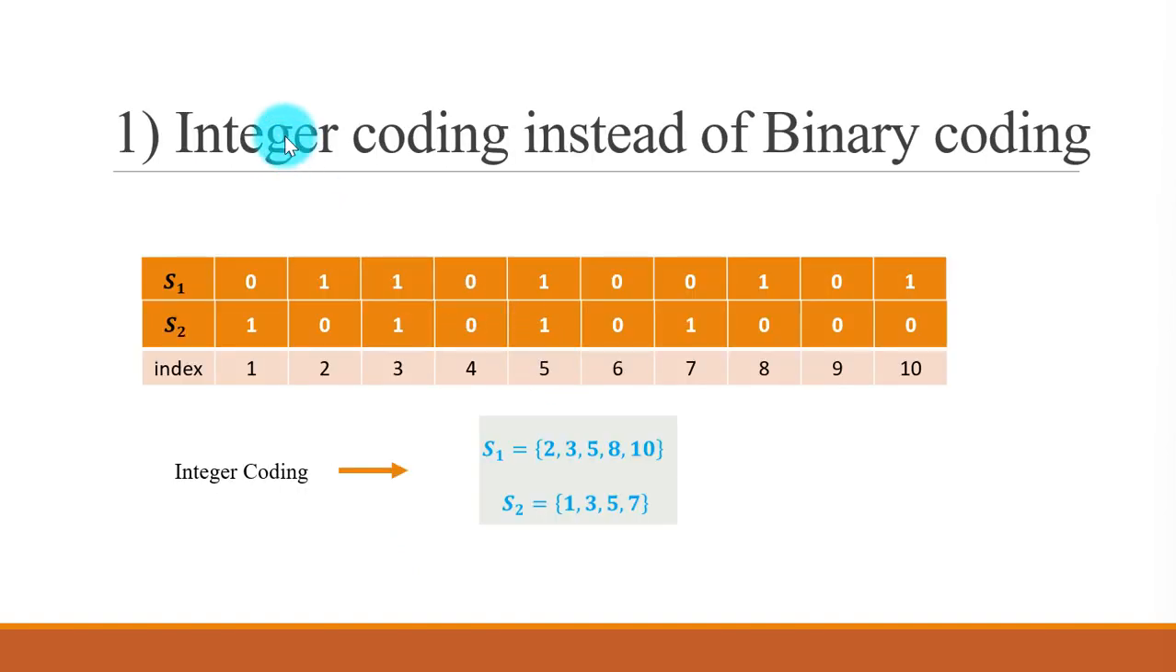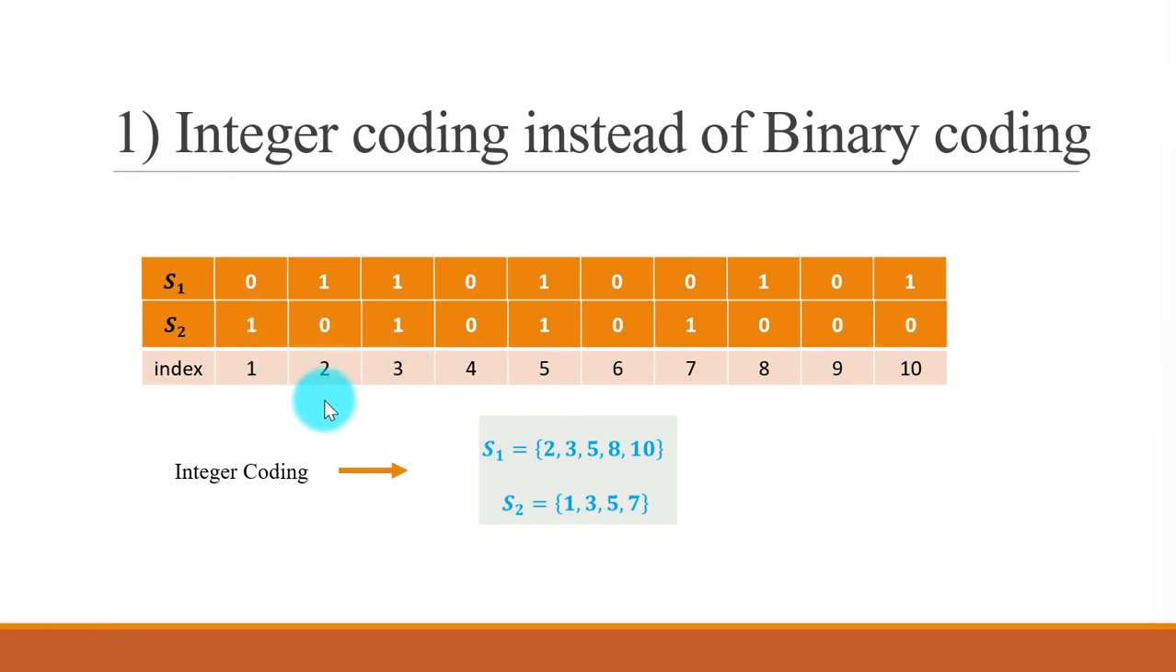What is integer coding and what is the difference between binary and integer coding? Binary coding is the most well-known scheme for feature selection. For example, consider a dataset with 10 features. We have two candidate solutions, S1 and S2, in the form of binary coding feature selection. 0 means the feature is removed and 1 means the feature is selected. Here are the indexes of each feature, 1 to 10.